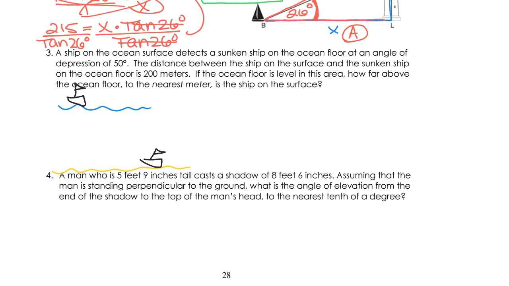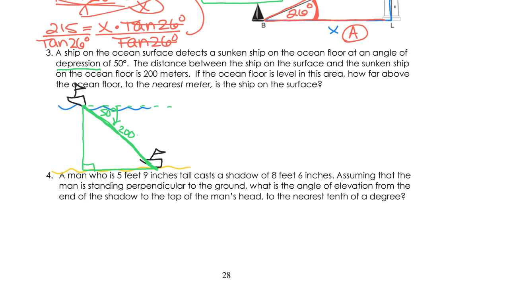What happens is that this boat is looking straight out, and then all of a sudden it has to look down to see this one, looking down 50 degrees, because it's the angle of depression, which is outside of our triangle. I'm going to draw the rest of our triangle so we can see that the 50 is actually outside of it. The distance between the ship on the surface and the sunken ship on the ocean floor is 200 meters. From ship to ship, which is this diagonal line segment, is really the hypotenuse of our right triangle, and that's 200. Oh, I put a degree symbol, but it's not degrees.